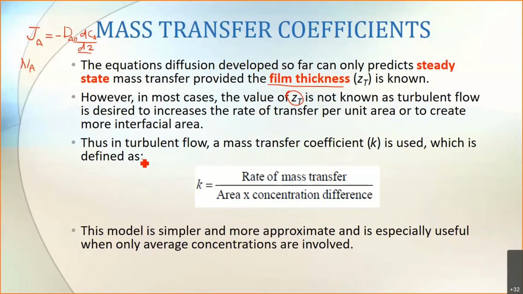So when we are dealing with turbulent flow, we define a new constant, which is known as our mass transfer coefficient. And the symbol that we will be using is K. Okay, this is the symbol for mass transfer coefficient. So we can define the mass transfer coefficient K as equal to the rate of mass transfer over area times the concentration difference. So this is basically the definition of mass transfer coefficient.